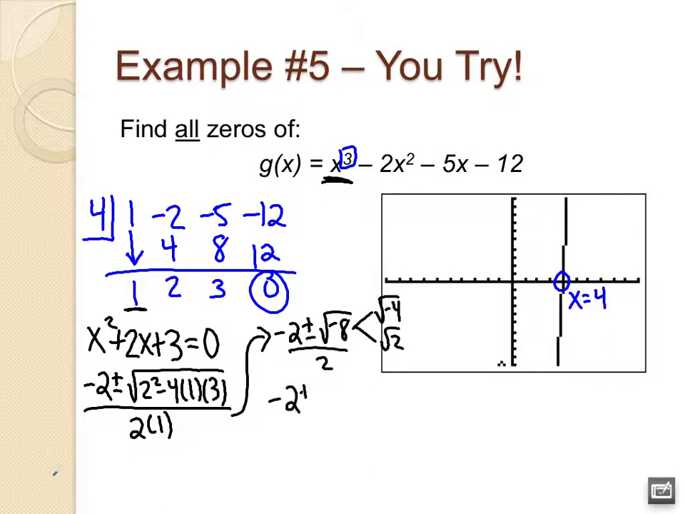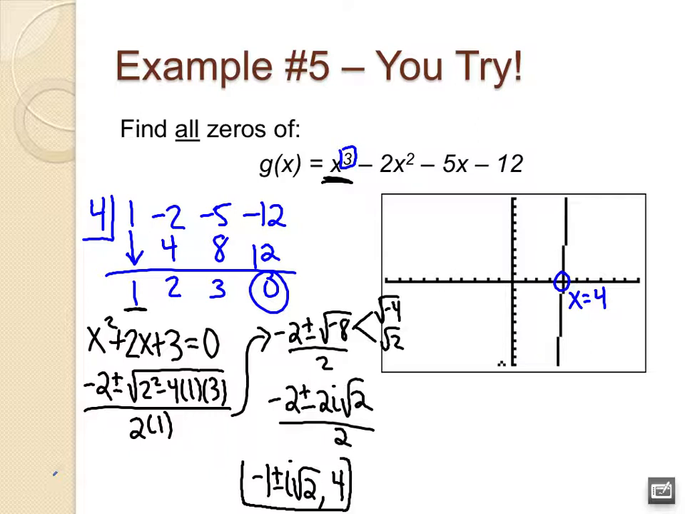So I get negative 2 plus or minus the square root of negative 4, which is 2i because it's imaginary, root 2, over 2. Last step is to simplify this. This becomes negative 1 plus or minus 1i root 2. Please remember that root 2 just stays the way that it is. And then I'm going to do comma 4 because I have that other real root of 4 from the graph. So let's just do a double check. My degree is 3 and I got 3 solutions.